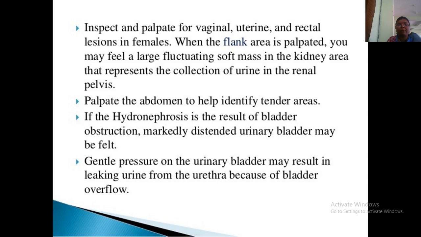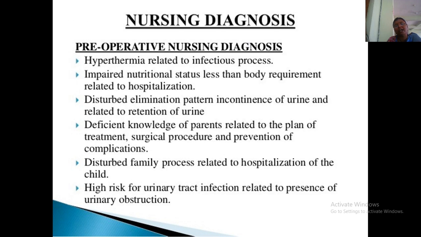Palpate the abdomen to help identify the tender areas. If the hydronephrosis is the result of bladder obstruction, a markedly distended urinary bladder may be felt. Gentle pressure on the urinary bladder may result in leaking urine from the urethra because of bladder overflow. This is a nursing diagnosis preoperatively.